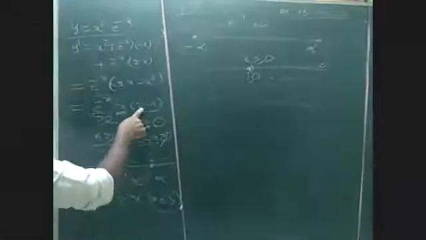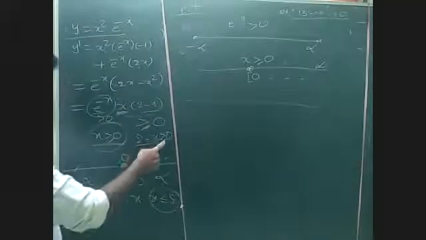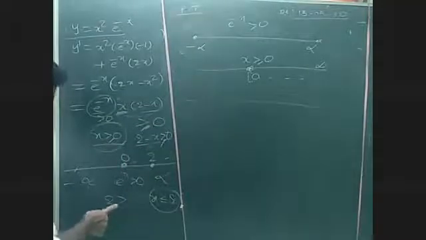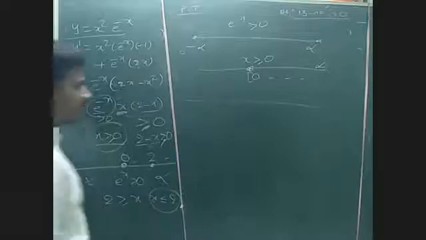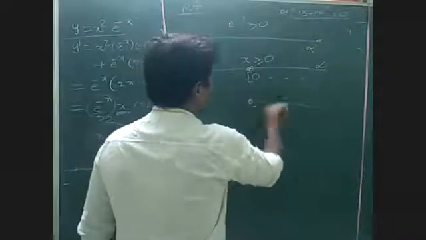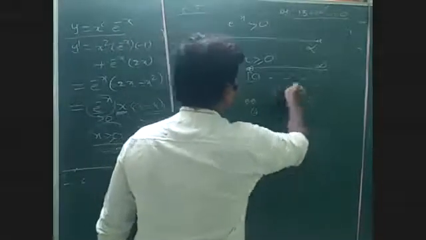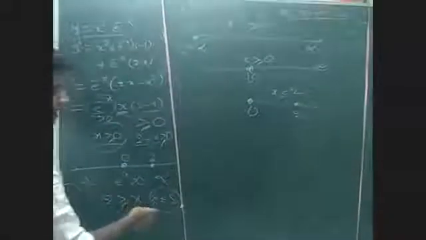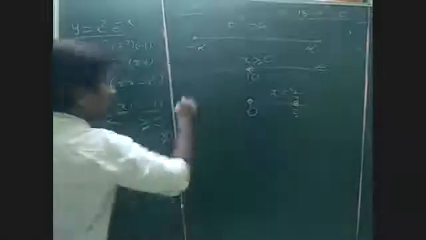Okay, last one. 2 minus x will be there. This is also greater than or equal to 0, nothing but x must be less than or equal to 2. So here 0 will be there, 2 will be there. Here x less than or equal to 2 means up to 2 to minus infinity.